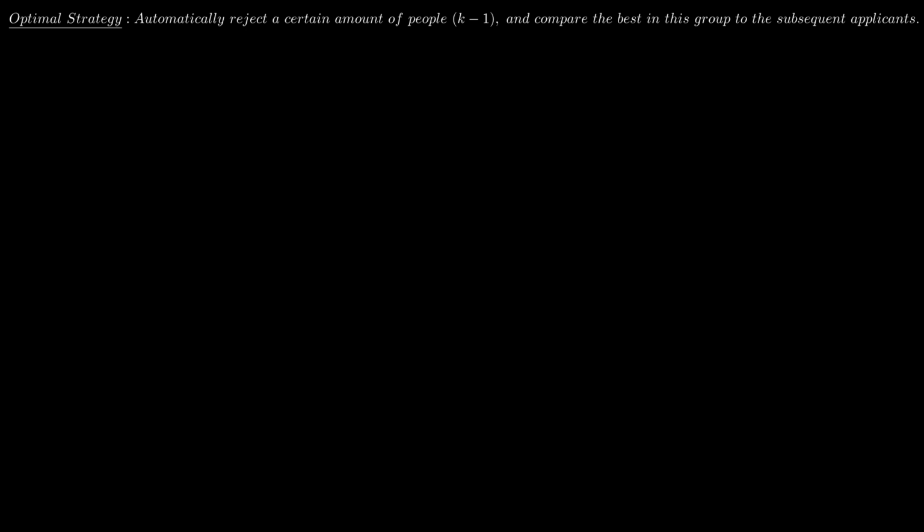So when we're presented with an applicant, we can either select them on the spot or reject them on the spot and keep going. But if we reject them, then we can't come back to them later. They're rejected for good.